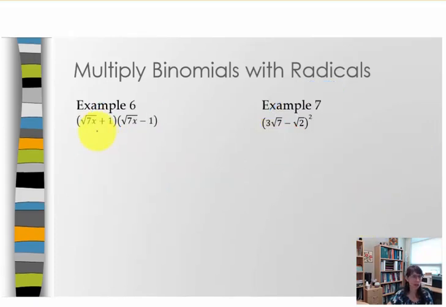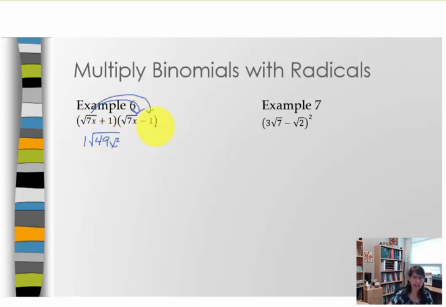In example 6, we have more binomials to work with. And our first distribution is square root 7x times square root 7x. So the only term that's outside of each of these radicals is positive 1. So it's up to you if you want to write the 1 or not. I would have 1 times the square root of 7x times 7x, or 49x squared.